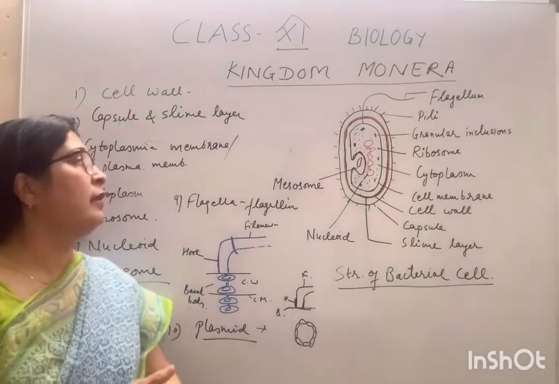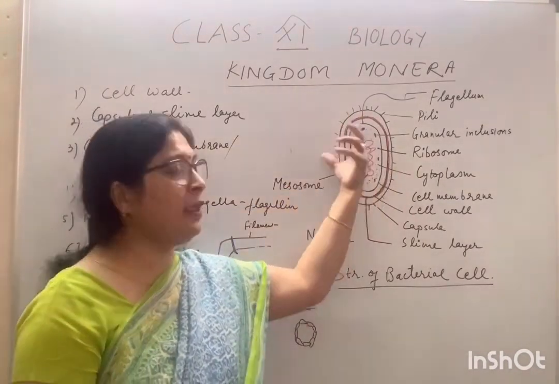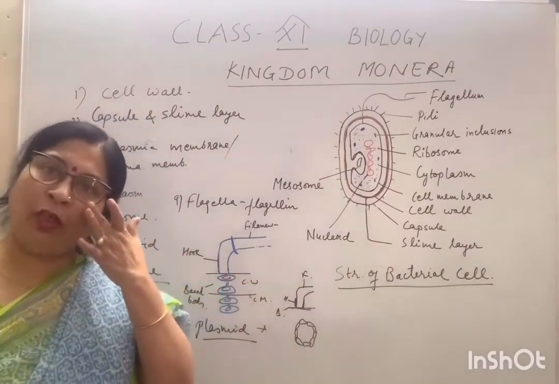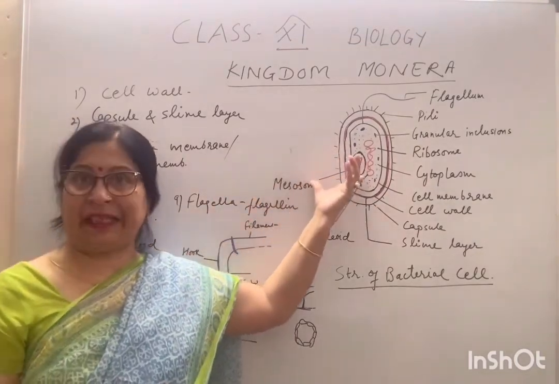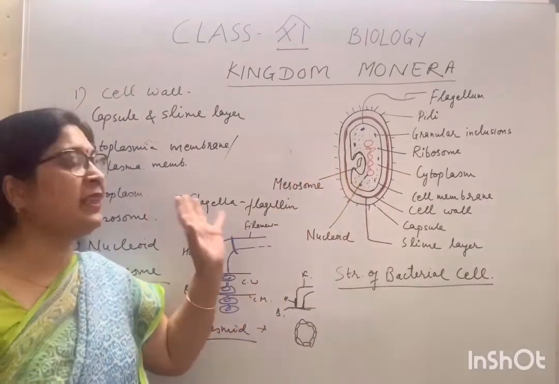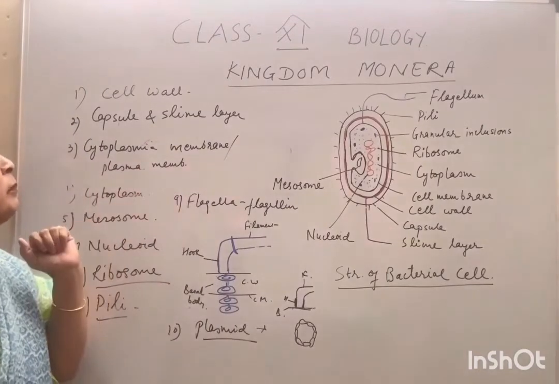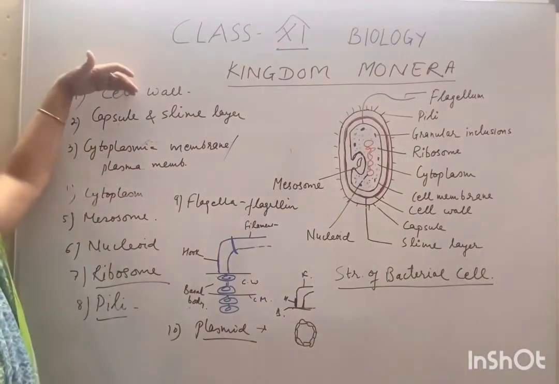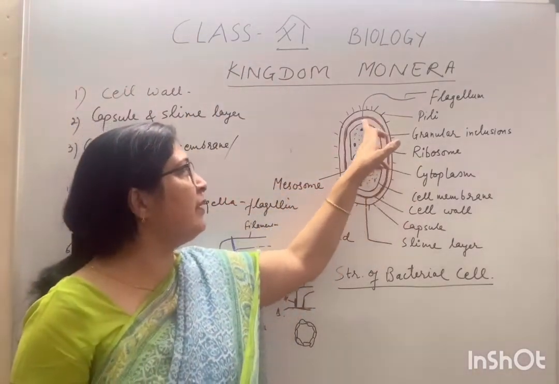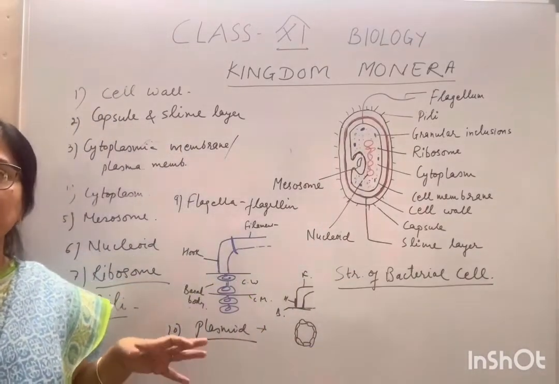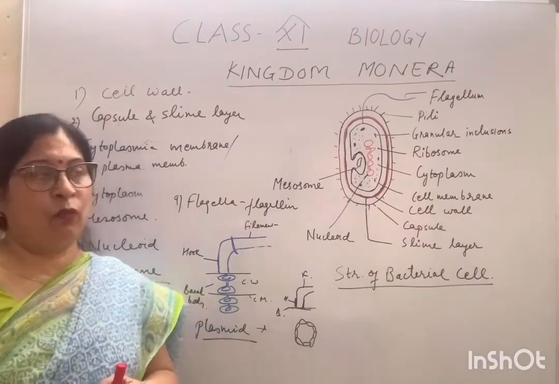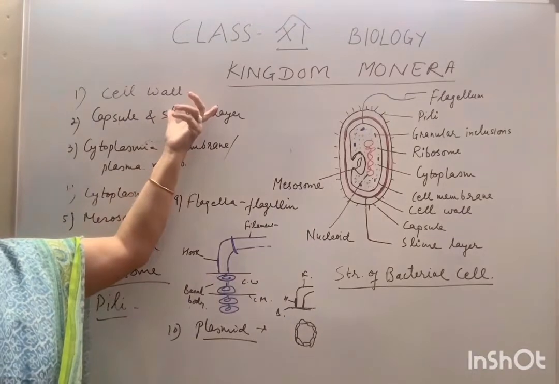Once again, I am repeating, the bacterial cell is surrounded by a hard, tough, rigid layer which is known as cell wall. Cell wall is made up of peptidoglycan. What is the function of cell wall? Cell wall protects the cell from the internal pressure. Now, after cell wall comes capsule and slime layer. Slime layer you can see here, the red colored part. Sometimes some bacteria secrete some extracellular fluid just outside the cell wall, and that is known as slime layer.